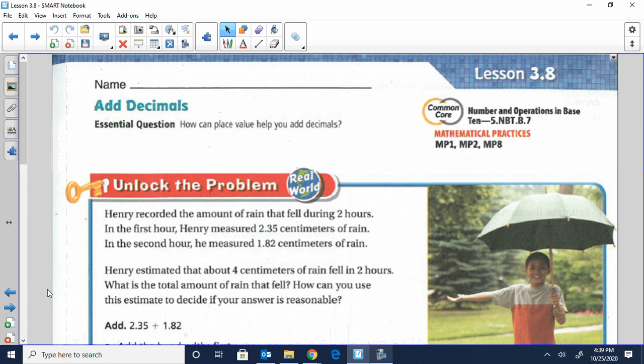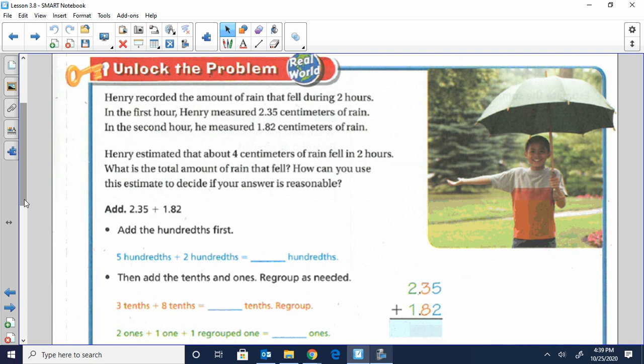values together. For our first example problem here, Henry recorded the amount of rain that fell during 2 hours. In the first hour, Henry measured 2 35/100ths centimeters of rain. In the second hour, he measured 1 82/100 centimeters of rain that fell. Henry estimated that 4 centimeters had fallen during those 2 hours.